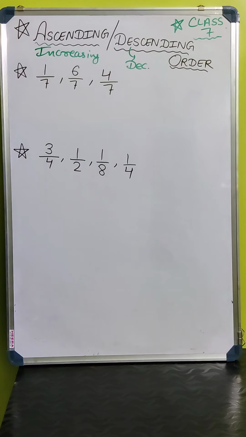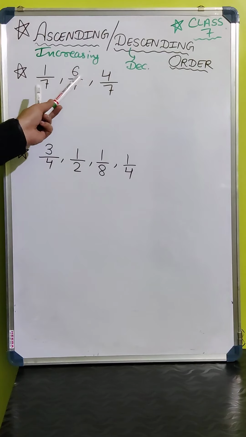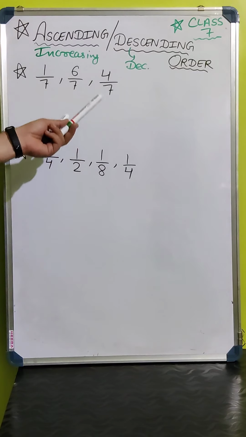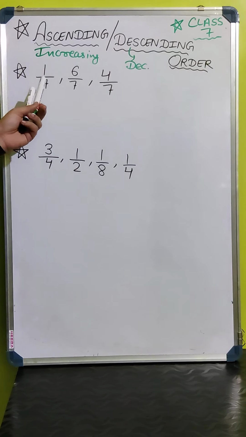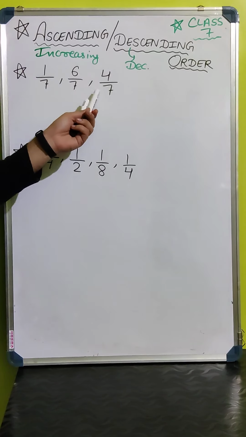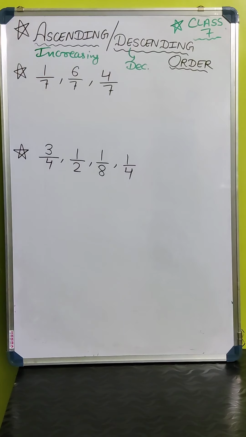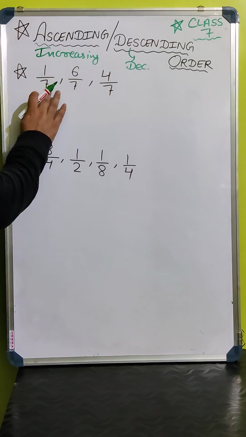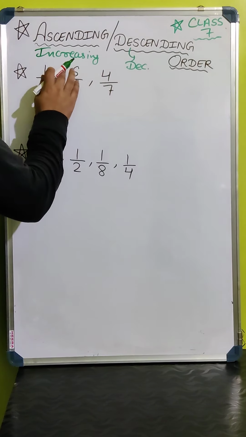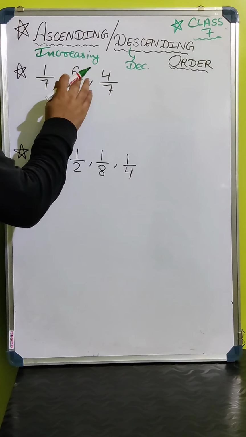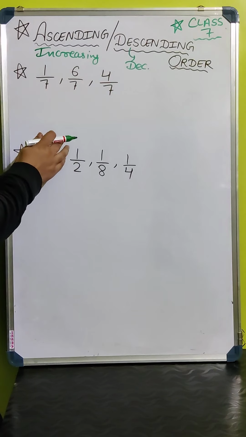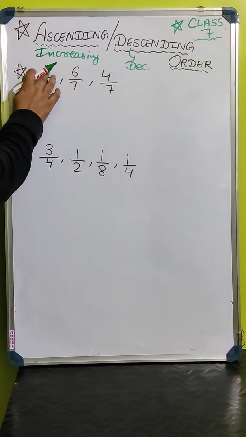In the first example we have 1 by 7, 6 by 7 and 4 by 7. Now you can clearly see 7, 7, 7. All the denominators are the same. If the denominators are the same, then we have to check which number is smaller and which number is larger. Now 1 is the smallest one.